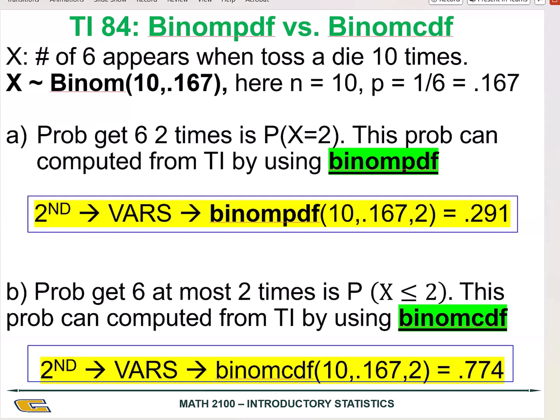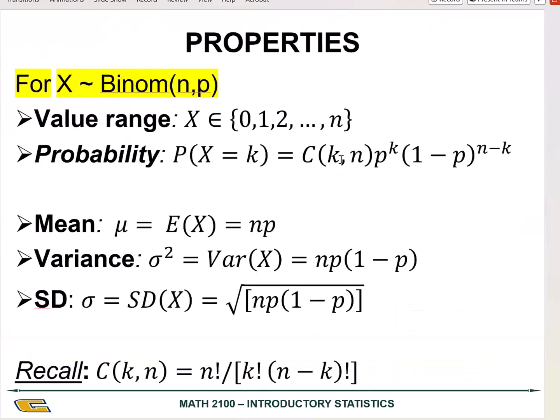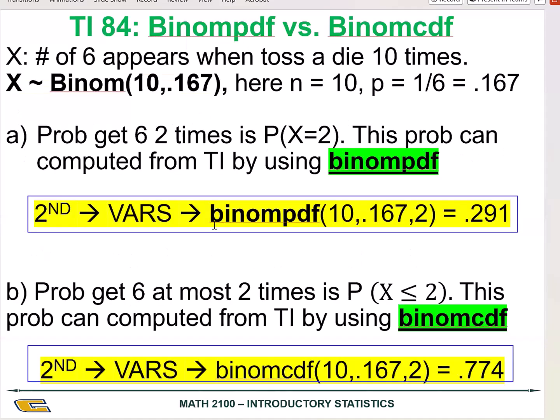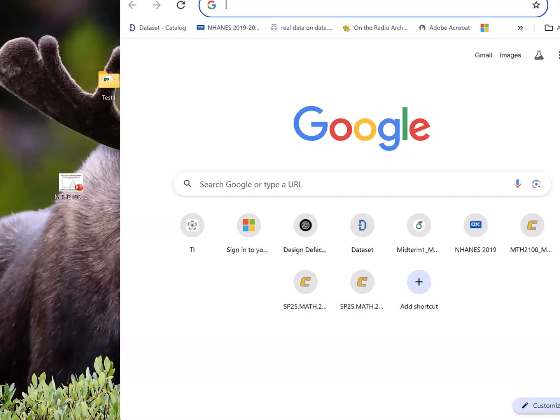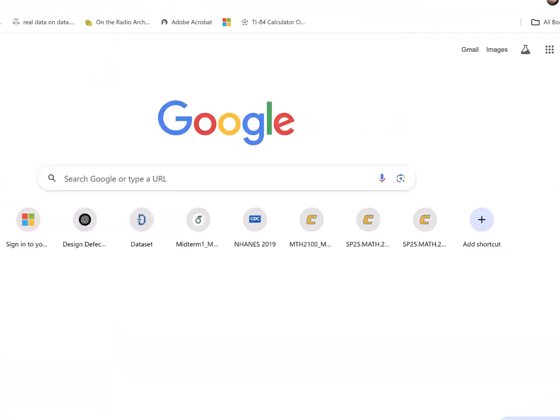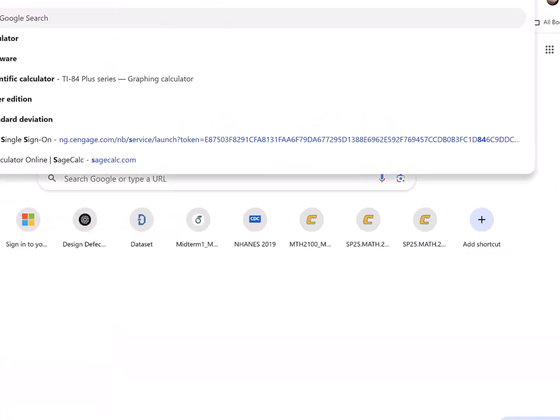For sure, you can use the formula here, which is 2 choose... 10 choose 2, p to the 2, (1 minus p) to the 10 minus 2. But don't do that. Use this function, binomial PDF (10, 0.167, 2). Let me show you how to do that on the TI calculator here. So the probability you get two 6s among 10 tosses.